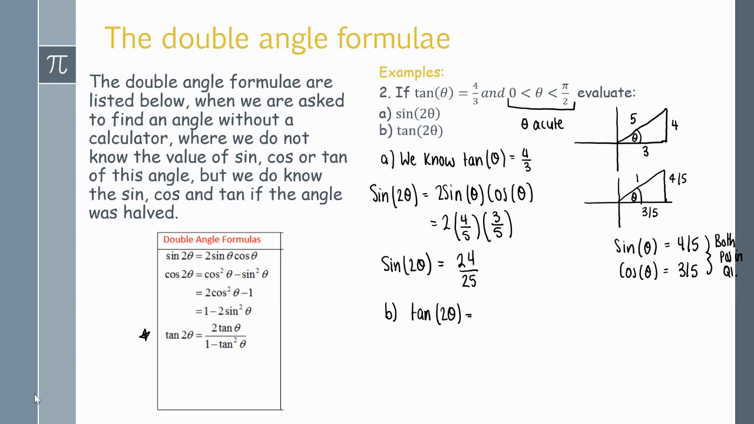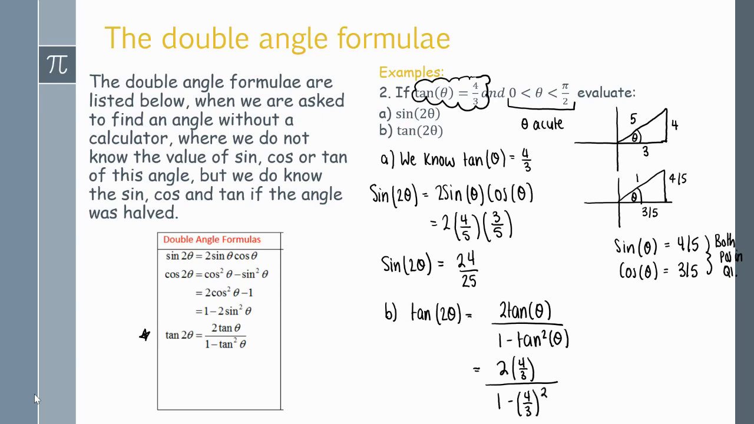So tan 2 theta is equal to 2 tan theta divided by 1 minus tan squared theta. Now it told me already what tan theta is, so this is just a matter of substitution. Tan theta is 4 over 3, so everywhere I see a tan theta, I'm going to put 4/3. Remember on the base, it's 1 minus tan squared theta, so square your 4/3. And again, if we simplify this, we get minus 24 over 7.